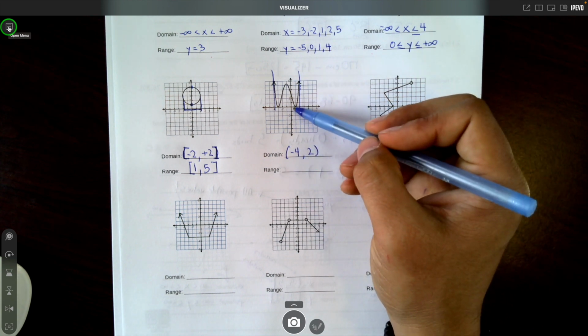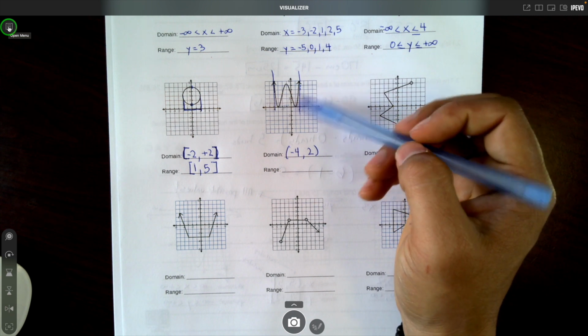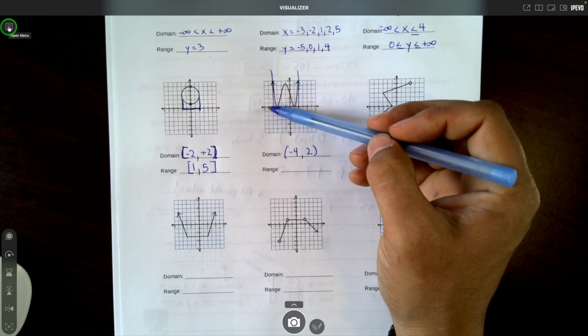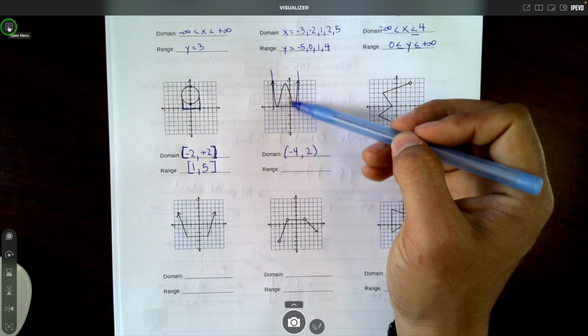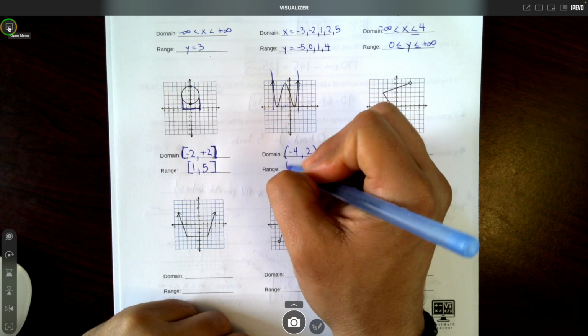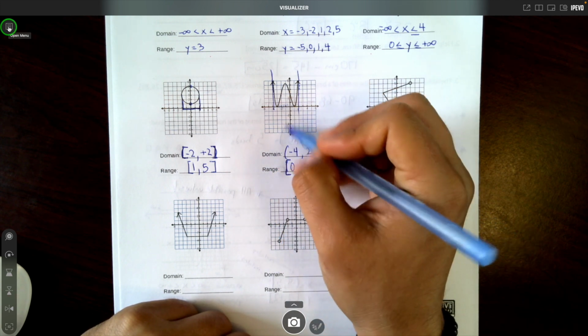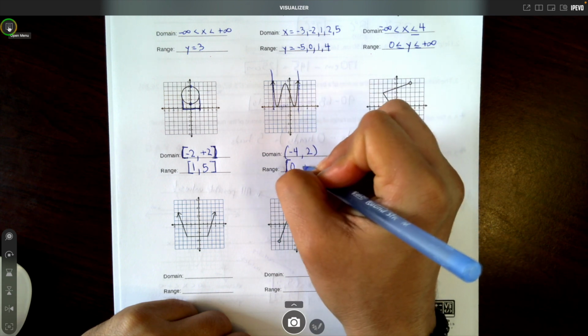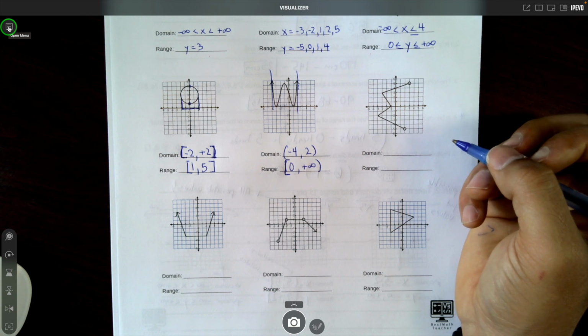The range, the lowest points. So another way of asking is like, for the domain, what's the most that it goes to the left? What's the most that it goes to the right? Okay. Range is what's the lowest point? What's the highest point? So the lowest point is 0. Again, this includes 0. And then it goes on to positive infinity. And remember, we don't include the infinities. So that's a parentheses.